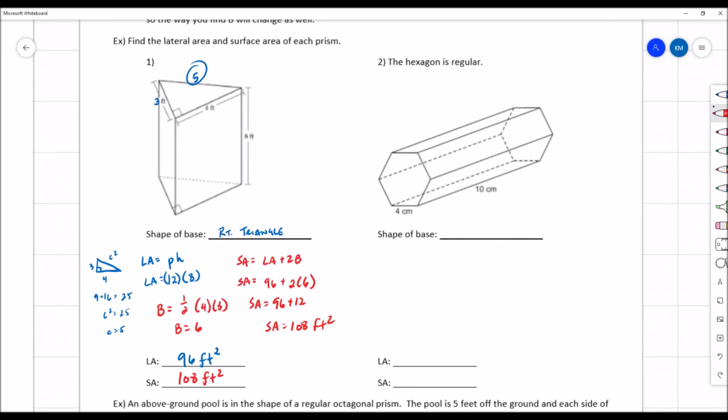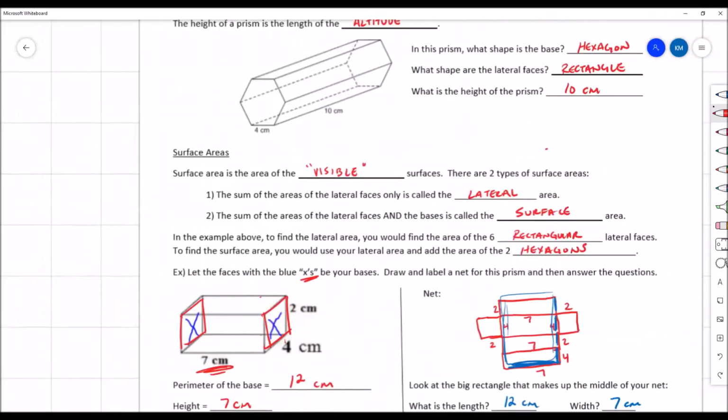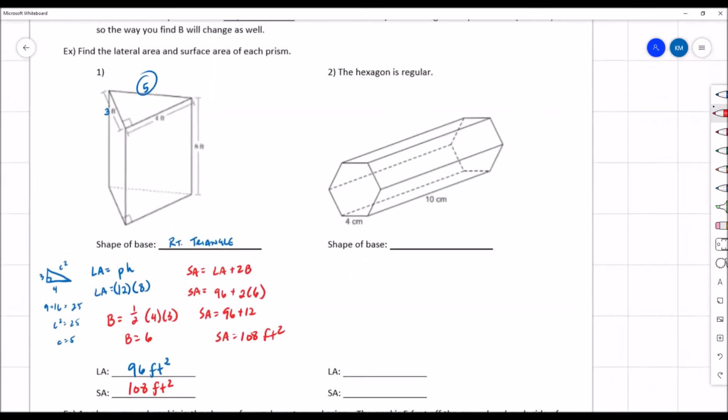Number 2. All right, it says this hexagon is regular. I believe this is the hexagon that we looked at in the beginning. Let me make sure. Yep, the hexagon that we looked at in the beginning, if you were wondering what its surface area is. Here we go. All right, so the shape of the base is a hexagon. I'm actually going to use a different color so that I don't get confused with what I'm writing.